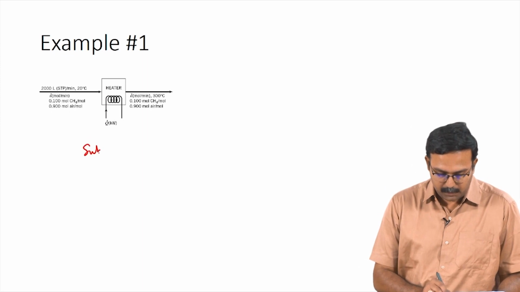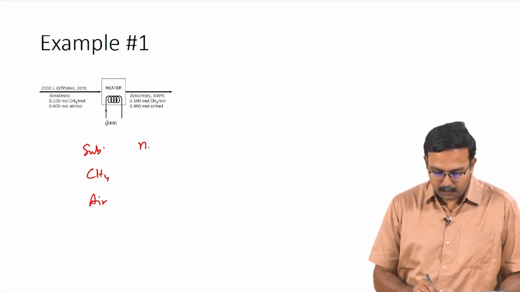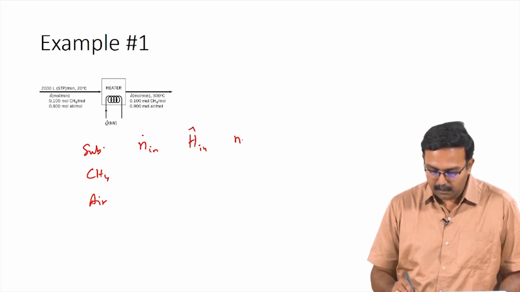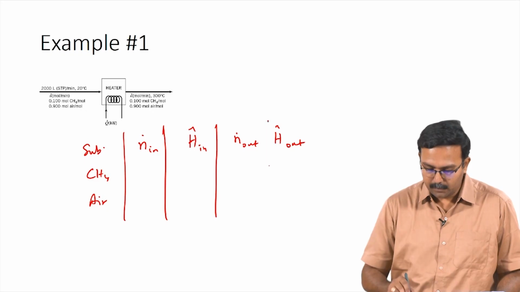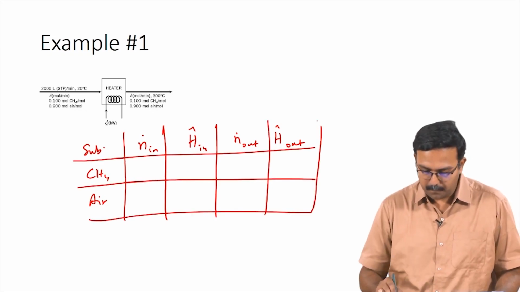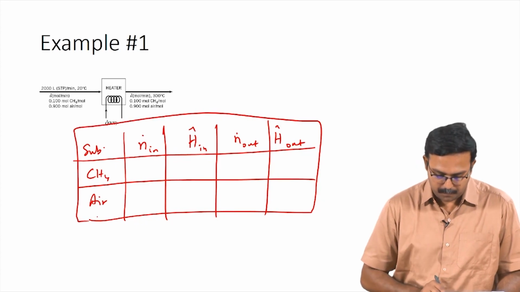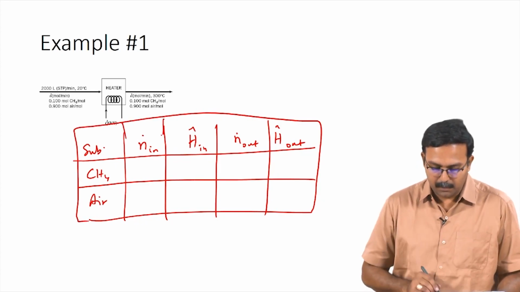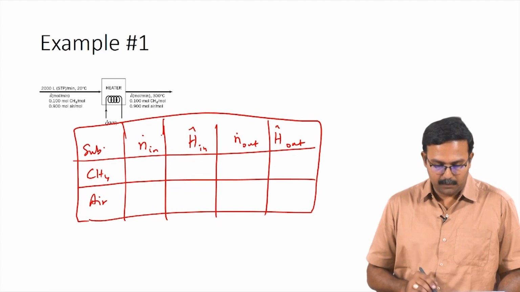So, we have substances which are methane and air, and the enthalpy table would have n dot in, H cap in, n dot out and H cap out. Now that we have this table, let us start filling out all the information.